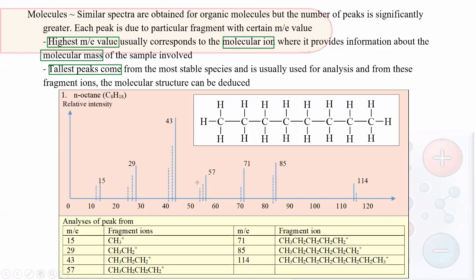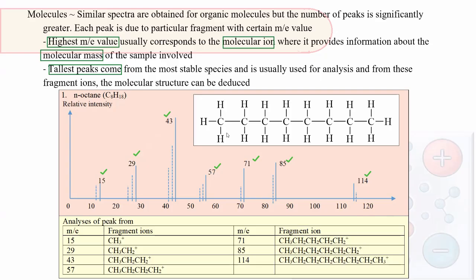This noise can be due to certain isotopes, like in this case hydrogen 2 or carbon 13. That is what makes a little bit of difference in the peaks here. So usually we are going to ignore it, and we take only the highest peak inside the groups. So you have 15, 29, 43, 57, 71, 85, and also 114.